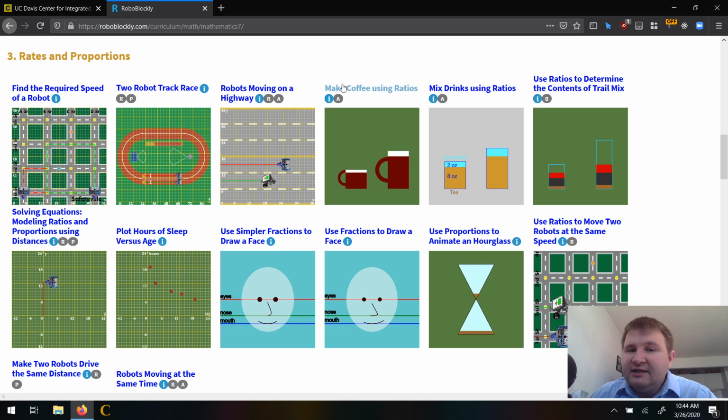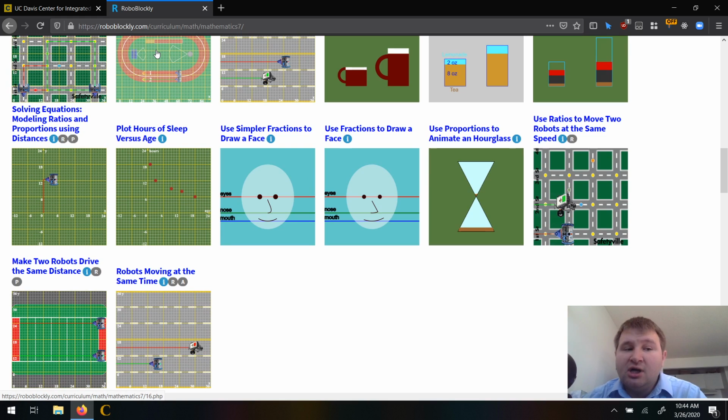We look at filling different cups of coffee using ratios given the different geometries of the shape of the mugs, mixing drinks using ratios, so getting the right combination of lemonade to tea for an Arnold Palmer, for example. We go into using ratios to determine contents of a trail mix or a snack mix bag, solving and modeling ratios and proportions using distances. We look at plotting hours of sleep versus age, so we start to get a little bit more dynamic use of an XY coordinate plane here.